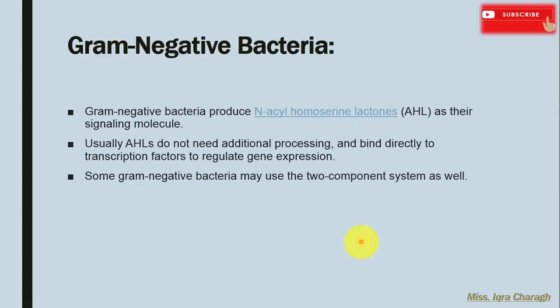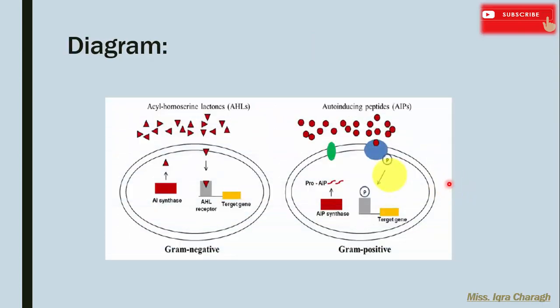Next, we'll see how quorum sensing works in gram-negative bacteria. Gram-negative bacteria produce N-acyl homoserine lactones as their signaling molecules. N-acyl homoserine lactones do not need additional processing and bind directly to the transcription factors to regulate gene expression. Gram-negative bacteria may use a two-component system as well. In gram-negative bacteria, the N-acyl homoserine lactones bind directly to the receptor and regulate gene expression.